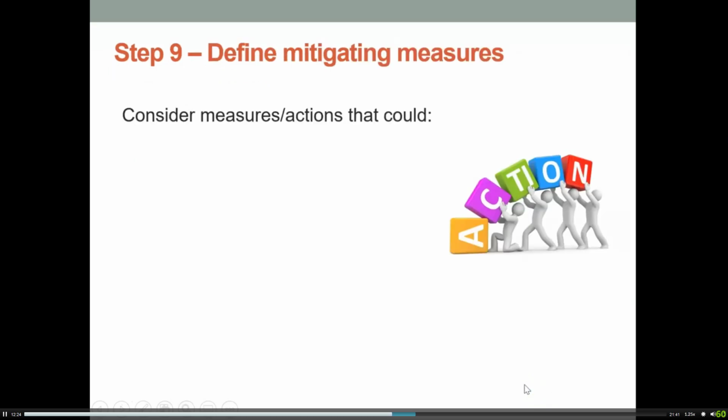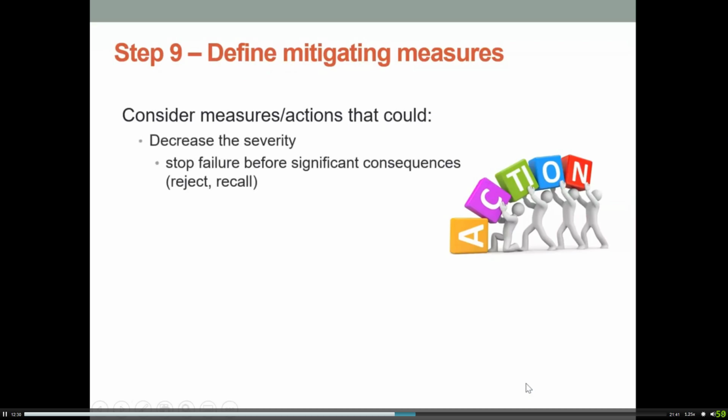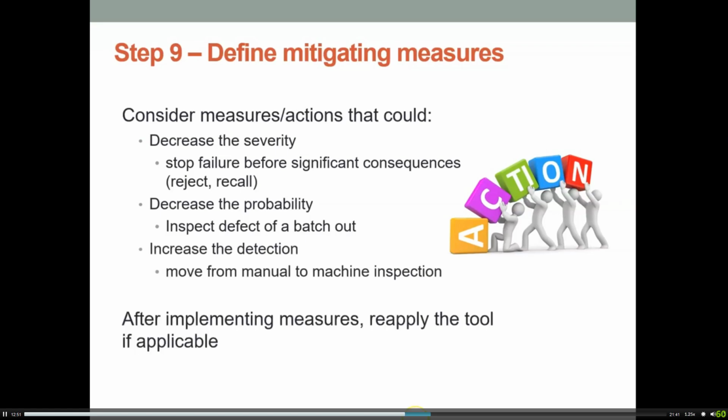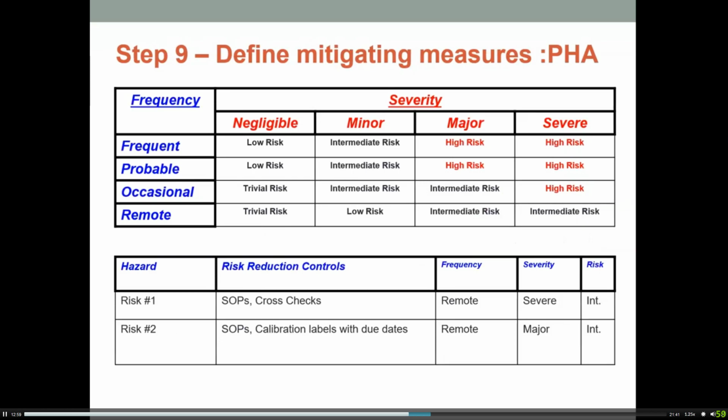Step number 9, defining mitigating measures. We need to consider measures or actions that will decrease the severity, so stop failure before significant consequences occur, so before we have a reject or before we have a recall. We can also decrease the probability, where we can inspect a defective batch out, or we can increase our detection, so we can move from a manual to a machine inspection, for example. After we implement these measures, we need to reapply the tool if applicable to show that we have mitigated our risks.